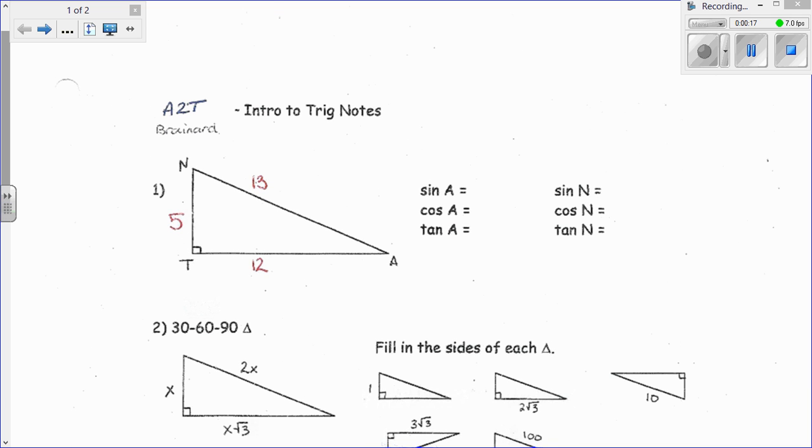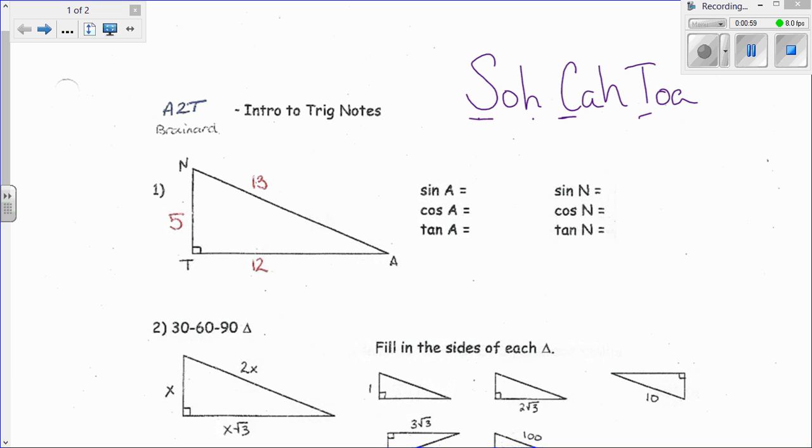Okay, some of you are familiar with Soh Cah Toa. Sine is equal to the opposite side over the hypotenuse. Cosine is equal to the adjacent side over the hypotenuse, and the tangent is the opposite side over the adjacent side. And your opposite and adjacent change depending on which angle you're talking about.